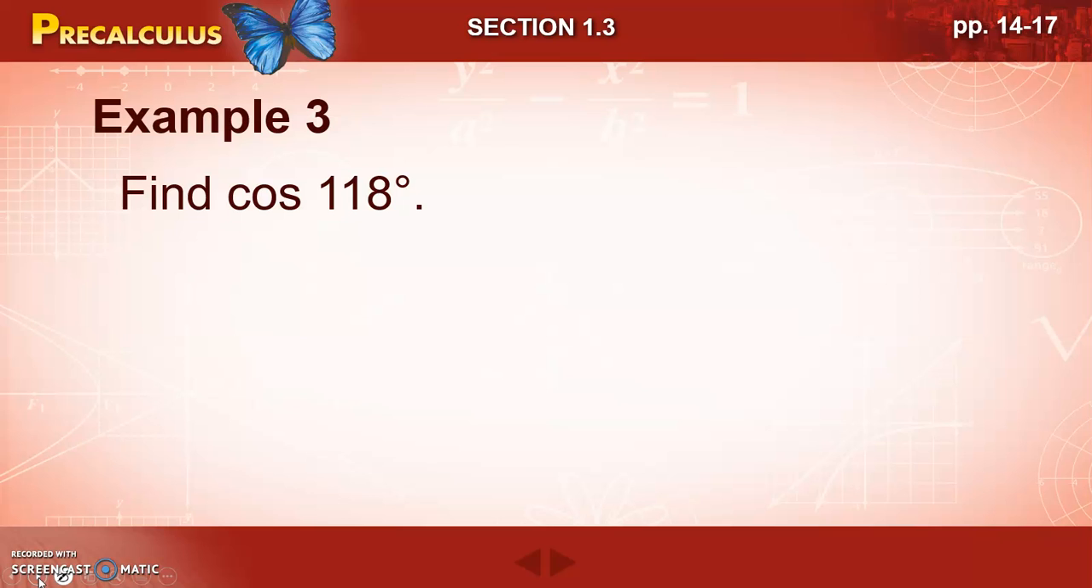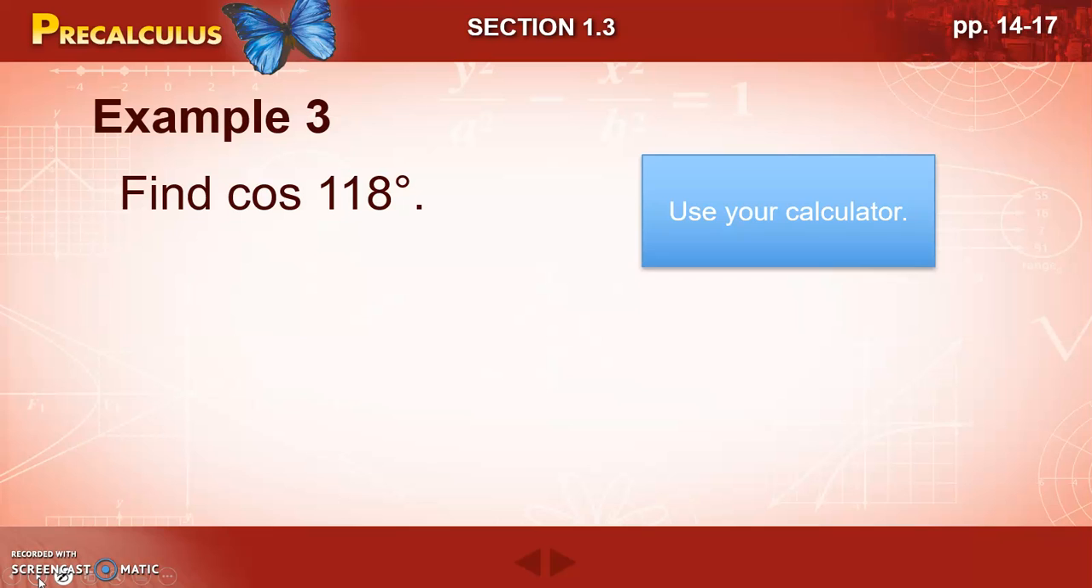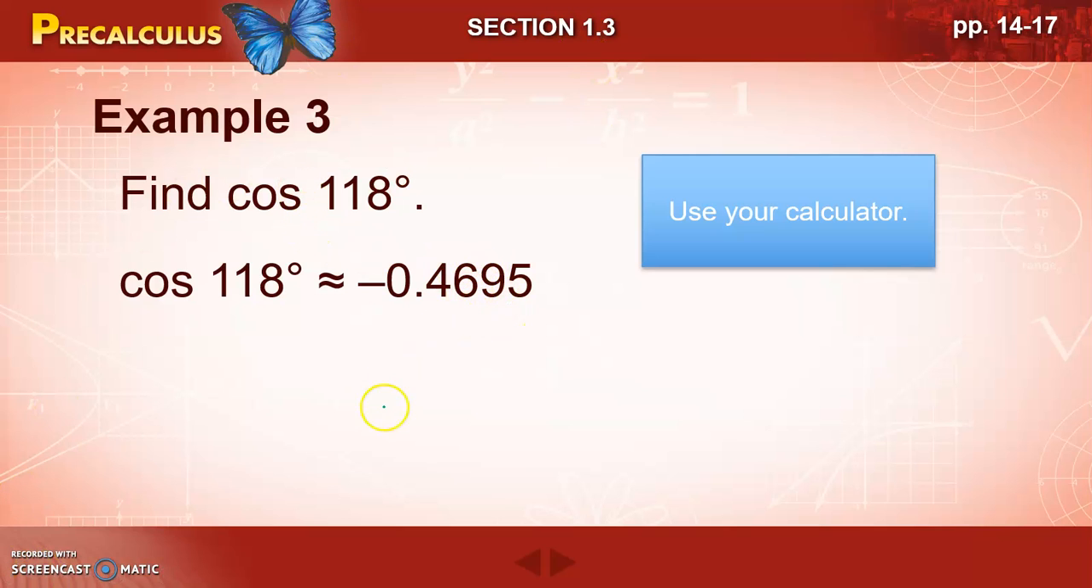Let's do another calculator problem here and find the cosine of 118 degrees. So, using your calculator, plug that number in, 118 degrees, hit that cosine button, and you should find that it's negative 0.4695. That's in the second quadrant. That's why we have that negative number there.